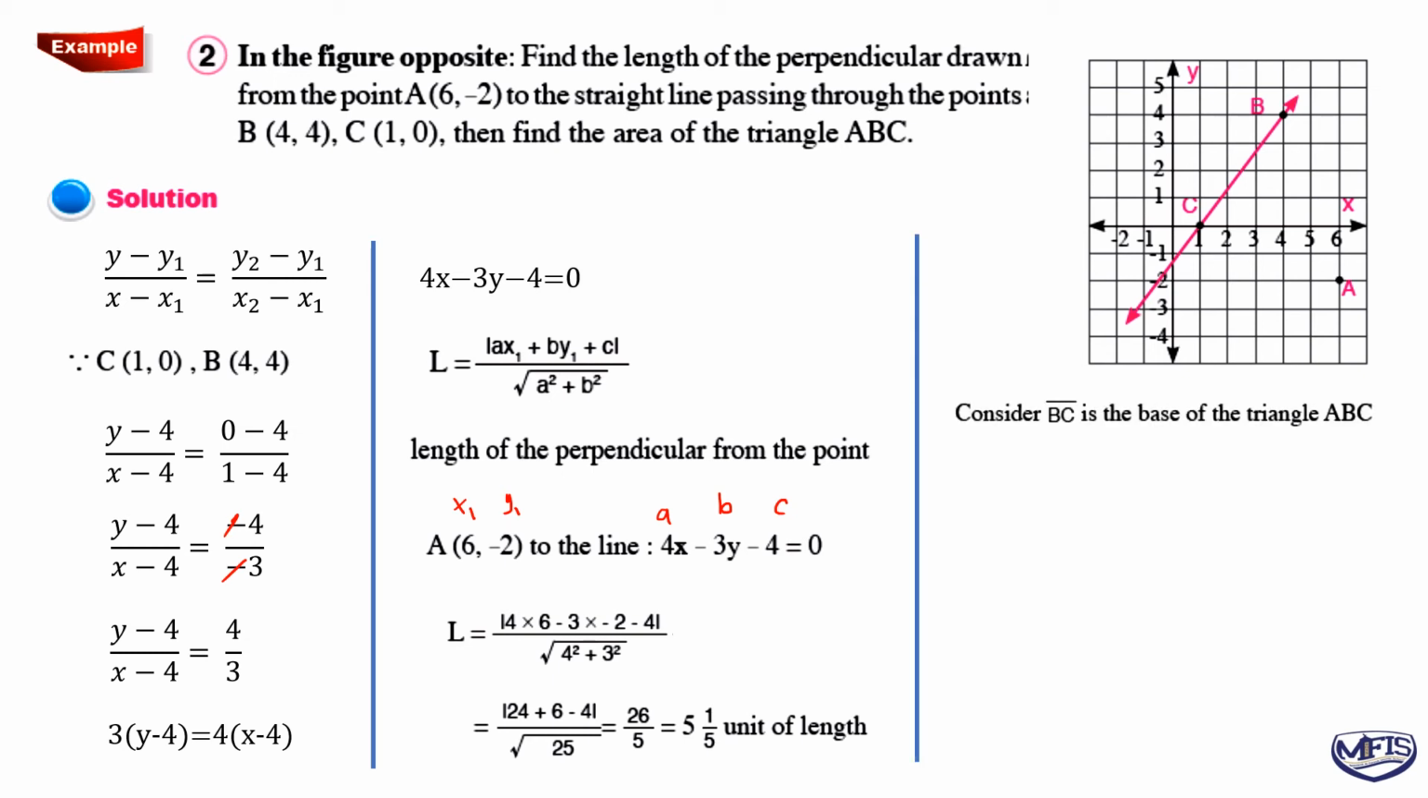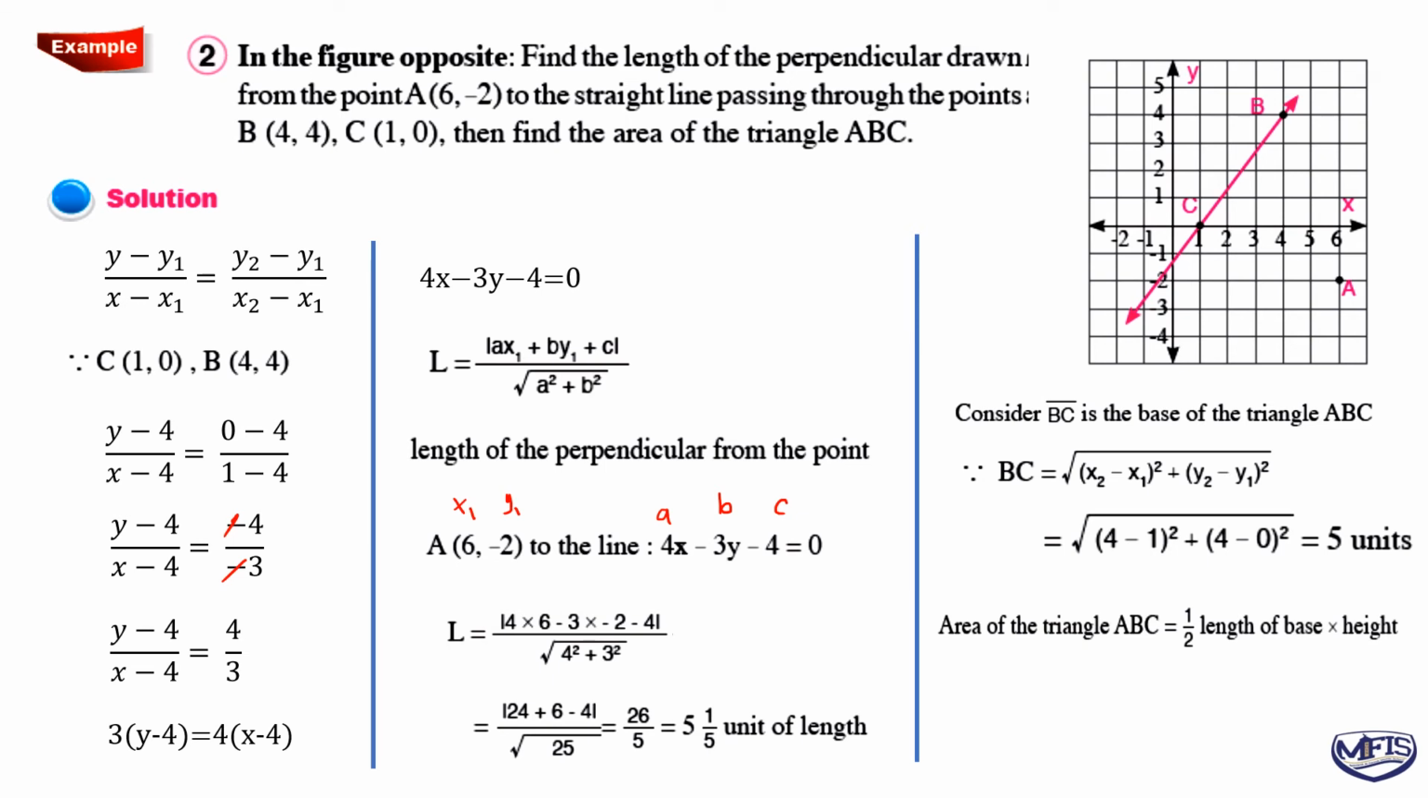To find the area of triangle ABC, we consider BC as the base of the triangle ABC. To find the length of this base, we want to use the distance between two points. So we have BC will equal the root of x2 minus x1 all squared plus y2 minus y1 all squared. So we have 4 minus 1 all squared plus 4 minus 0 all squared under the square root, so it will be 5 length units.